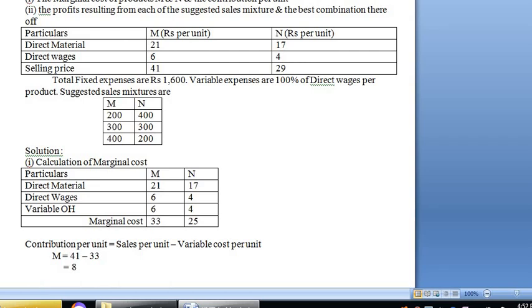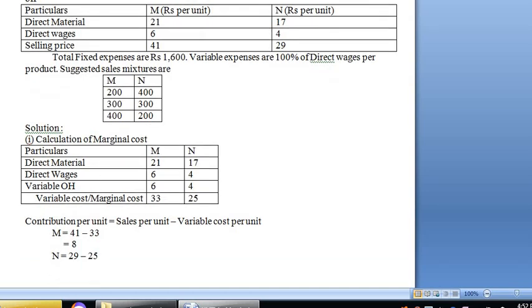Now the same thing we are going to calculate for N. Selling price of N is 29 minus variable cost of N, also called marginal cost, if you are getting confused. So 29 minus 25, that will be equal to 4.